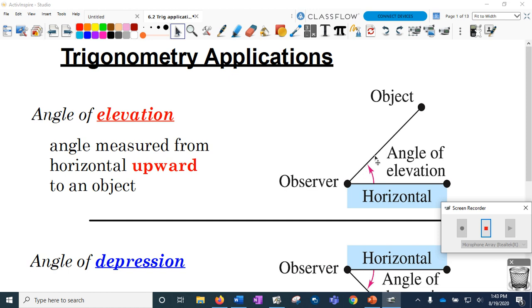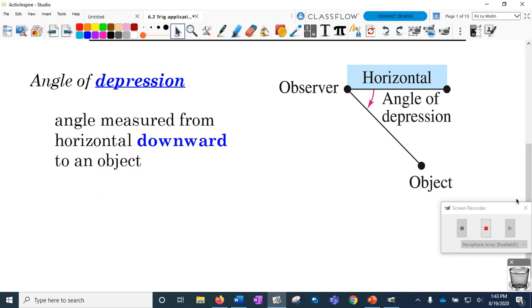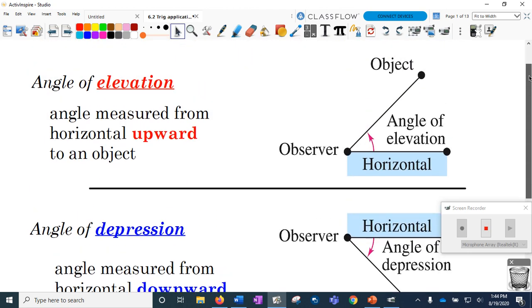So when we are drawing our two lines, we have a horizontal, and then if we're looking upwards to the object, the angle that we are looking is called the angle of elevation. If we're looking upwards, it's called an angle of elevation. If we are looking downwards, that's called an angle of depression. An angle of depression is an angle measured from the horizontal downward to an object. So you have a horizontal, the observer is having to look downward at an object. Okay? And that's called an angle of depression. So angle of depression, we're looking downward. Angle of elevation, we're looking upward. Okay? It's always placed at the observer.